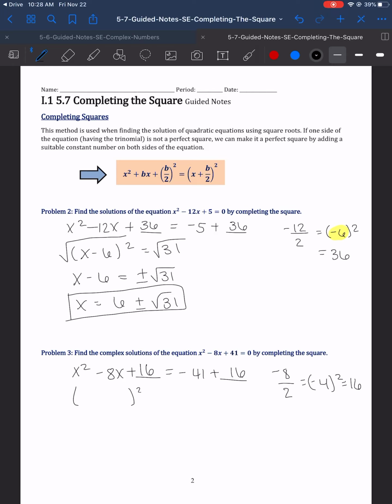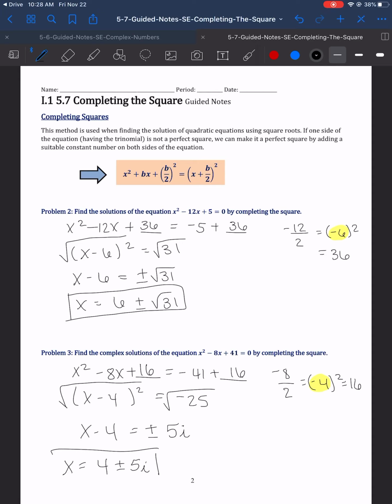And then this left side factors to x minus 4 squared, because of this number right there. And negative 41 plus 16 is negative 25. And I'm going to square root both sides. So x minus 4 equals, and when I take the square root of negative 25, I have to pull out a plus or minus 5i. And the i comes from the negative. So then I have x equals 4 plus or minus 5i. And those are your solutions.